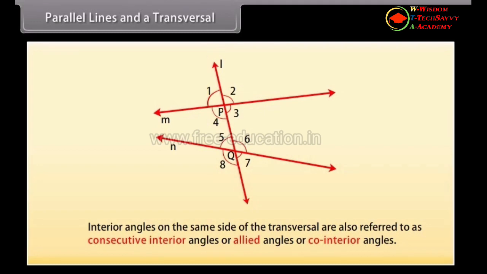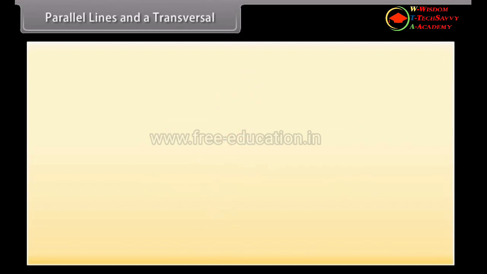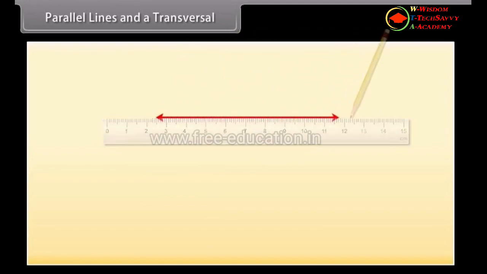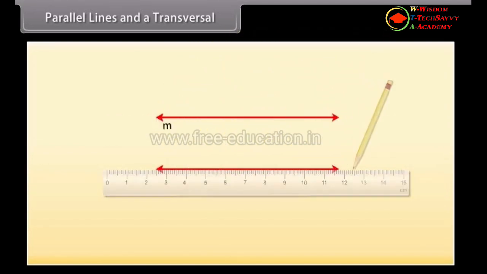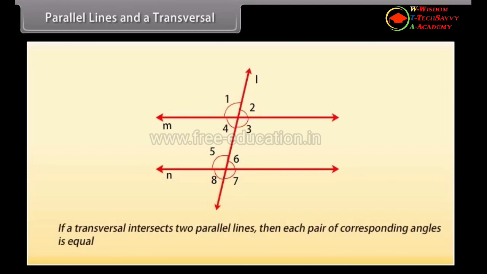Now let us find out the relation between the angles in these pairs when line M is parallel to line N. So, with ruler and pencil, draw two parallel lines along any two of these lines and a transversal to intersect them. Now if we measure any pair of corresponding angles, we find that angle 1 is equal to angle 5, angle 2 is equal to angle 6, angle 4 is equal to angle 8, and angle 3 is equal to angle 7. For this, we get one more axiom, which is, if a transversal intersects two parallel lines, then each pair of corresponding angles is equal.